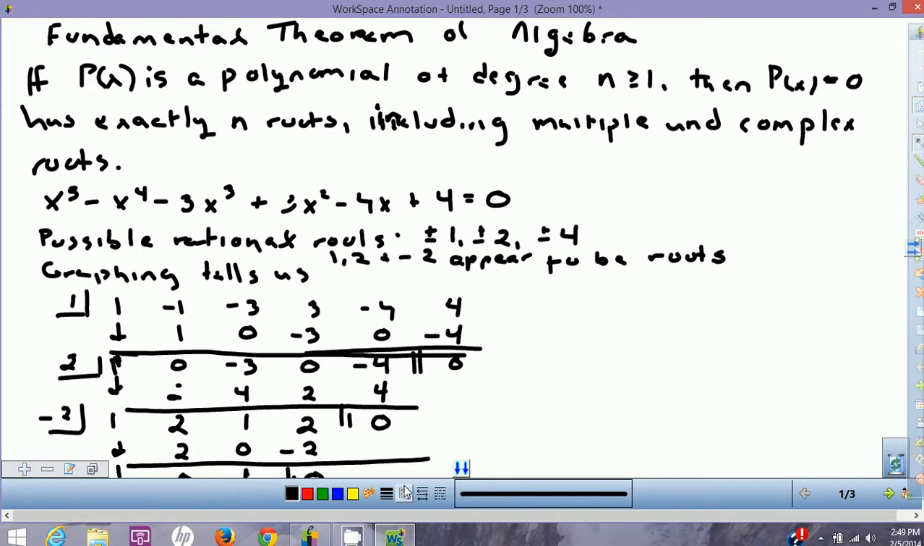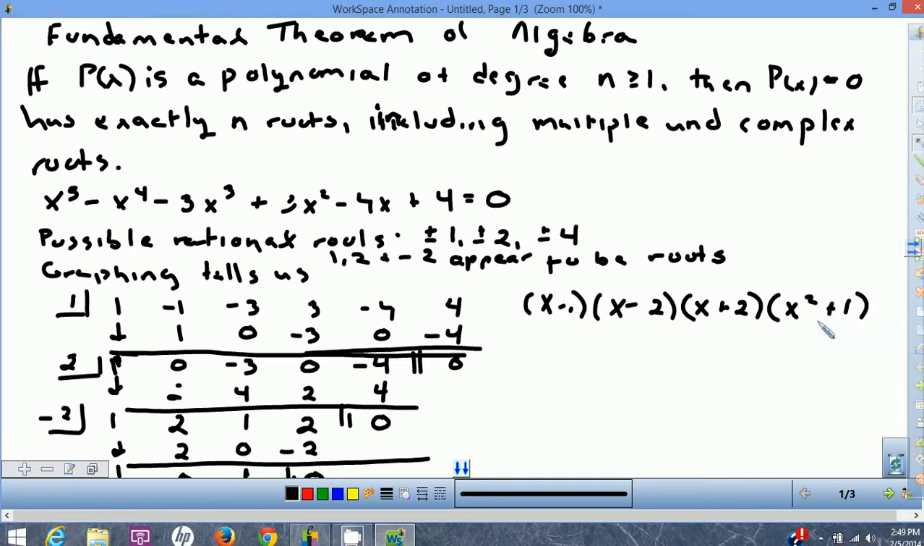So I have here a factor that looks like x squared plus 1. So using these zeros, I have x minus 1, x minus 2, x plus 2, and then what I had left over at the bottom, x squared plus 1. There was no center term there, so I didn't end up with an x term. This is factored over the reals. Why do I say that? Well, if I go back and I factor that x squared plus 1, I'm not going to get a real answer. So this is as far as I can go if I want this factored over the reals.